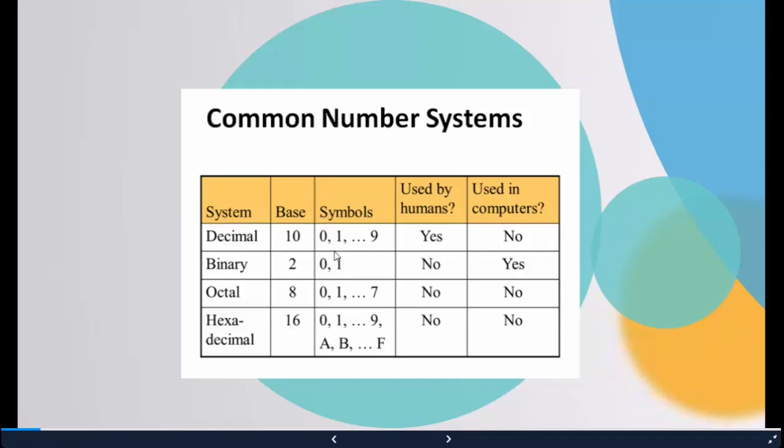If it's decimal, all the numbers from 0 up to 9. You don't include 10 there for decimal. So 0, 1, 2, 3, 4, 5, 6, 7, 8, 9. For binary, only zeros and ones. There's no 2, 3, 4, 5, 6, 7, 8, 9. It's all zeros and ones. Octal is 0 to 7, so there's no 8 there.